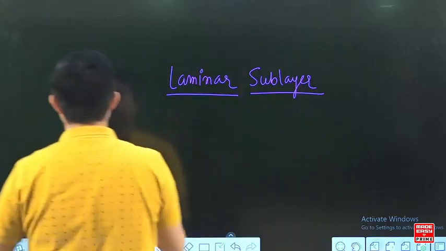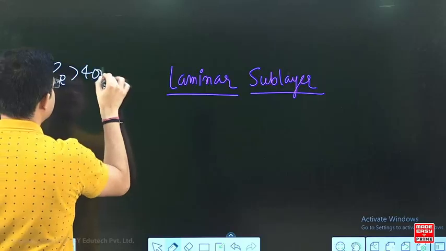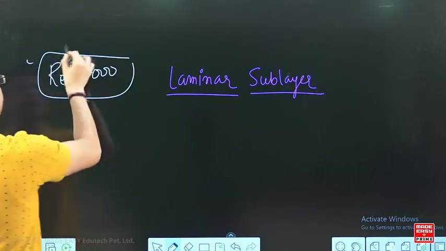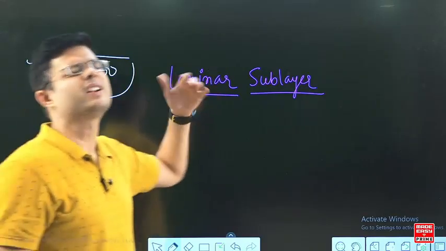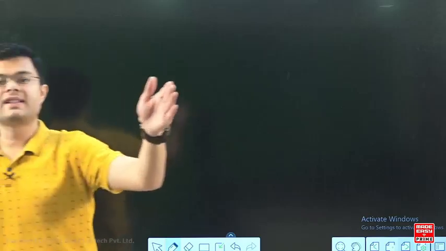One point is missing. Everybody knows that when you are going to get turbulent flow in a pipe, whenever the Reynolds number is greater than 4000. Again, this is also an objective question, and we all know this, that if Reynolds number is greater than 4000, then it is turbulent. If the Reynolds number is less than 2000, then it is laminar. Wonderful. Page number 207.